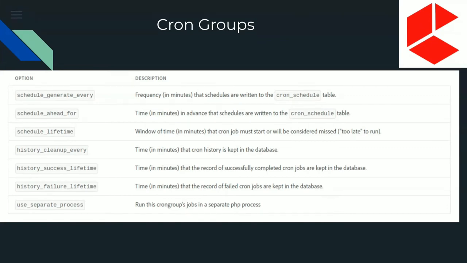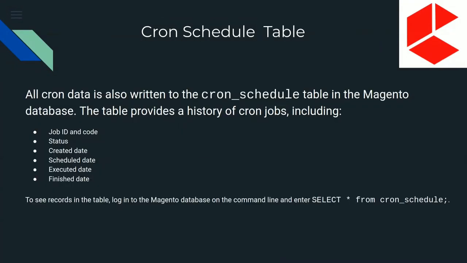Use separate process. Run these group's jobs in a separate PHP process. If you give it as 1, it will be considered a separate process. If you give it as 0, it will be considered as the same process. As we have seen, all the cron schedules are stored in the cron schedule table, which contains job ID and code, status, whether it is completed, success or error, at what time the schedules are created, at what time the schedules are scheduled, execution time, and at what time the schedules are finished.